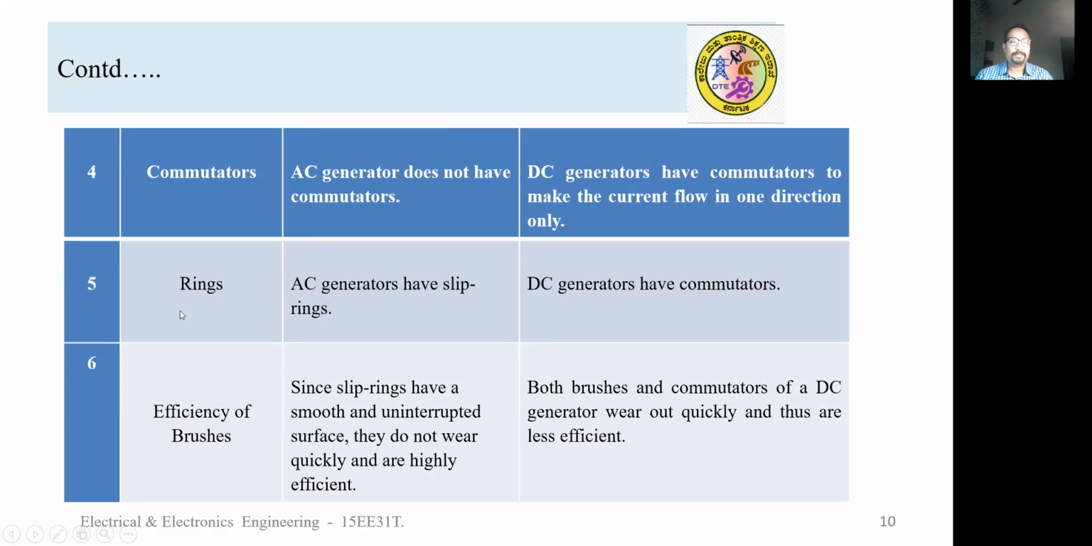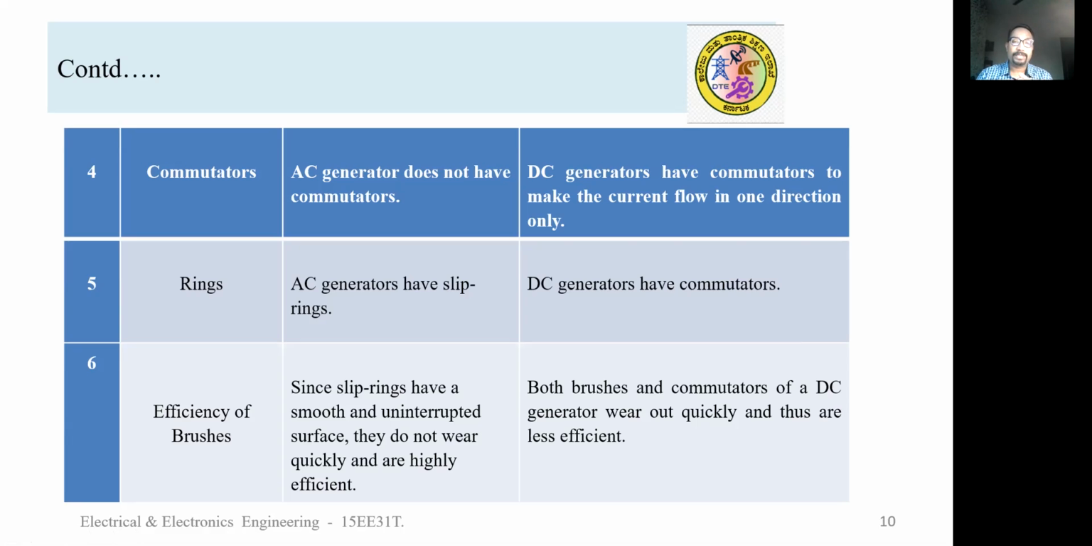Okay. So the fifth difference is the rings. In AC generators, we need slip rings. Slip rings are used to supply DC excitation to the magnetic system. Whereas in the case of a DC generator, we use split rings, also called the commutator, to convert induced AC into DC. The sixth difference is the efficiency of the brushes or the slip rings. In the case of an AC generator, only 2 slip rings are used, so they have a smooth and uninterrupted surface. So they do not wear quickly as compared to the commutator.